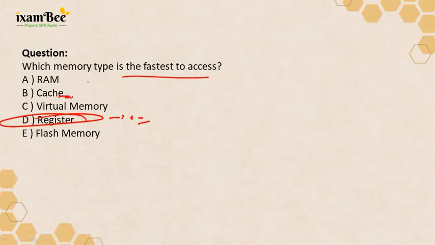The cache is slower than the register, but it is faster than the RAM. And virtual memory is kind of disk based, so it is much slower than these. And flash memory is used for storage, not for CPU execution.